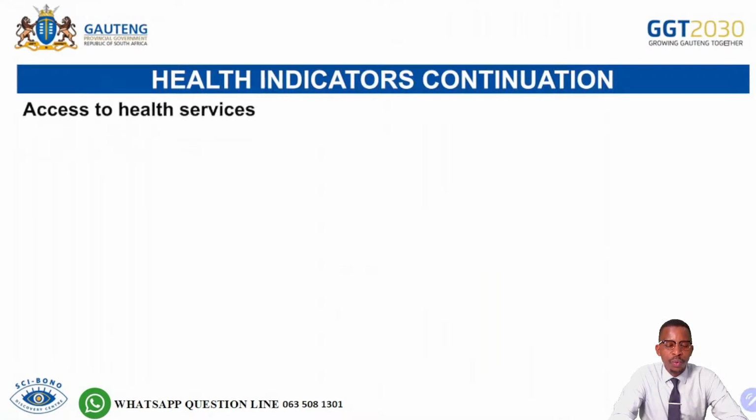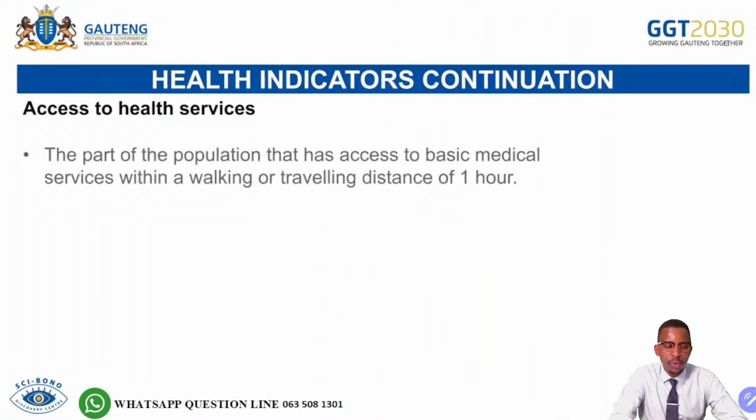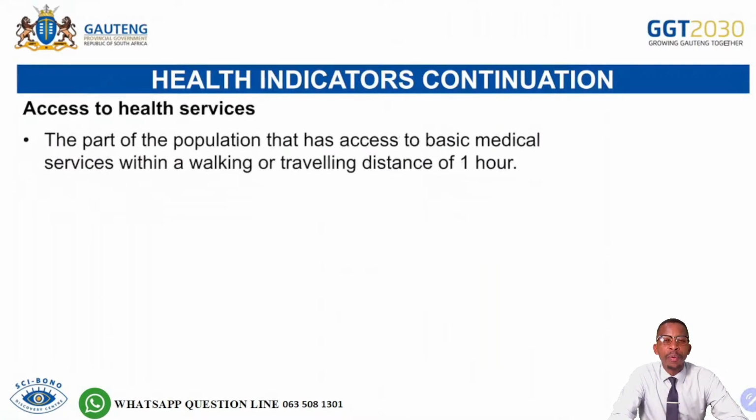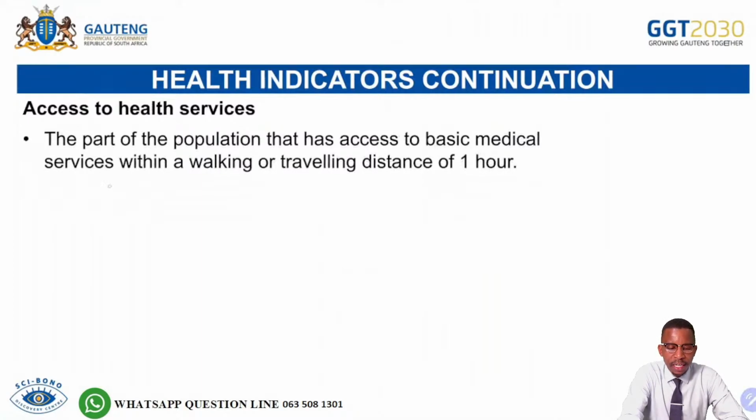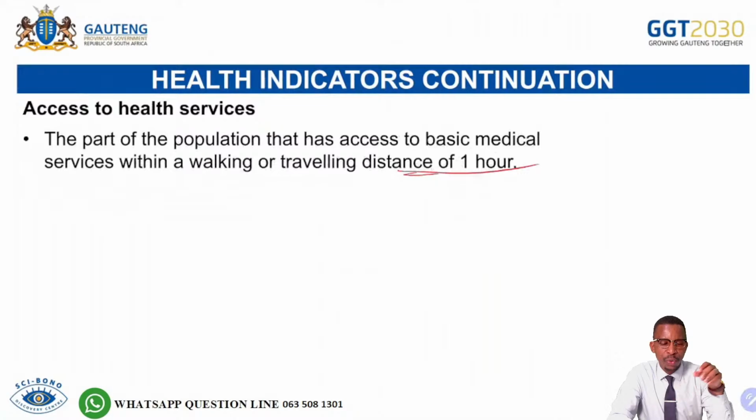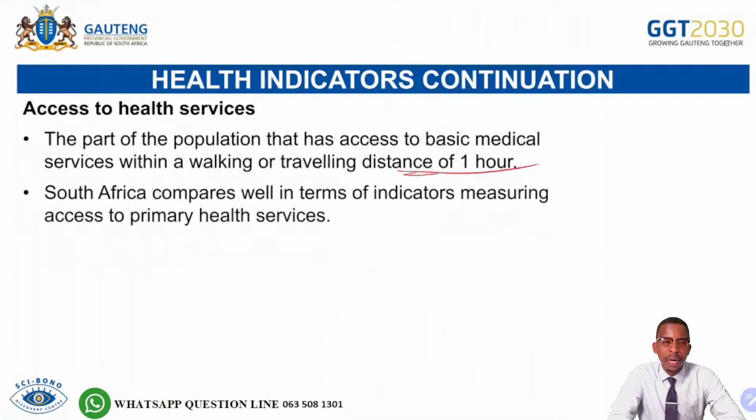And then access to health services. This one also is important, because if people cannot access healthcare services, that will mean their life expectancy will be dropping. So this is the part of the population that has access to basic medical services within walking or traveling distance of one hour. In this situation, we refer to people that have access to proper healthcare services within walking distance of 1 hour, not beyond that. That can mean that those people are improving.